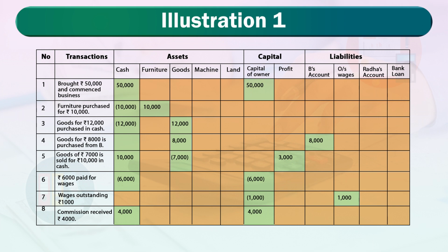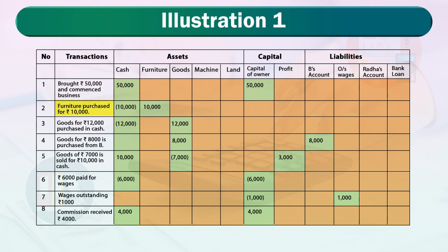Then the capital account is divided in 2 parts, which is capital of the owner and then profit. And similarly, transactions related to liabilities include transactions with B's account, outstanding wages, Radha's account and a bank loan. So, only 4 liabilities related columns are prepared. The first transaction is brought rupees 50,000 and commenced business. Here the cash column is entered with the amount of 50,000 and the capital column is entered with the amount of 50,000.